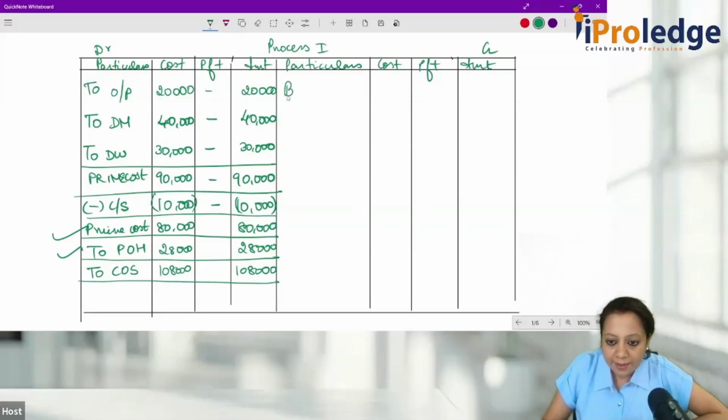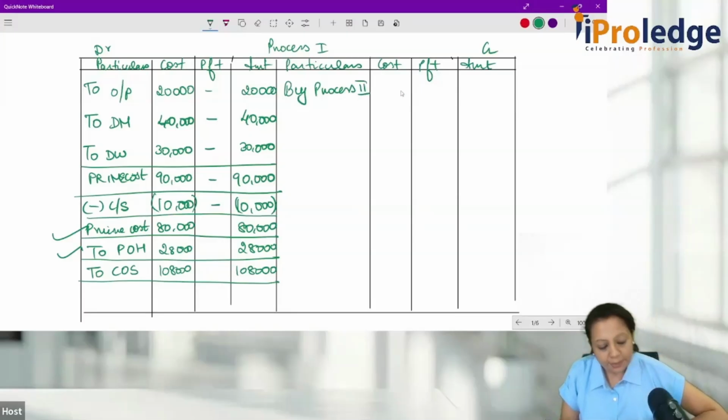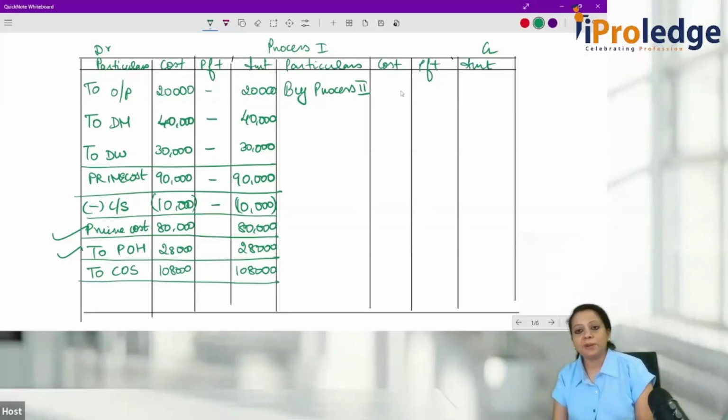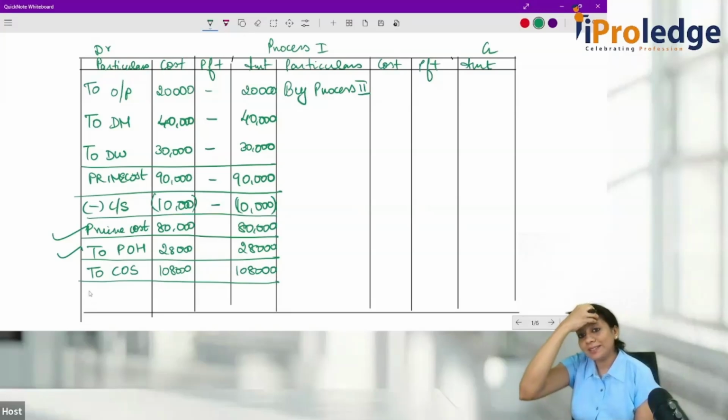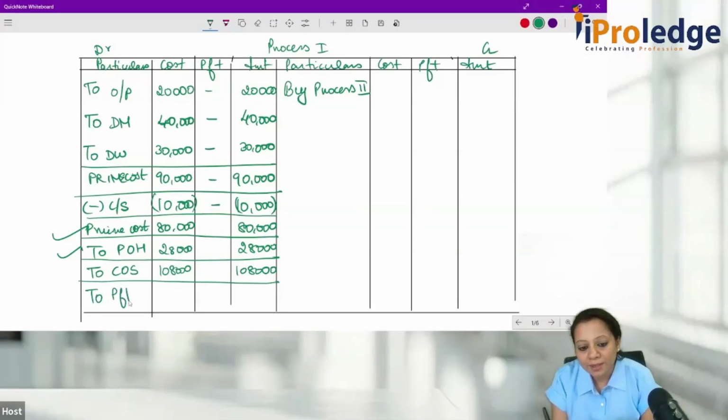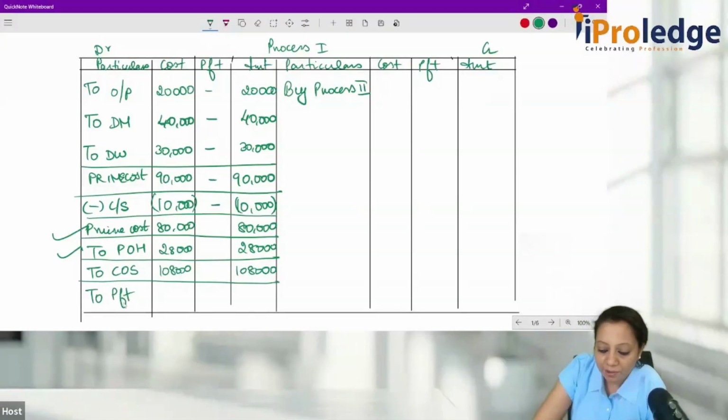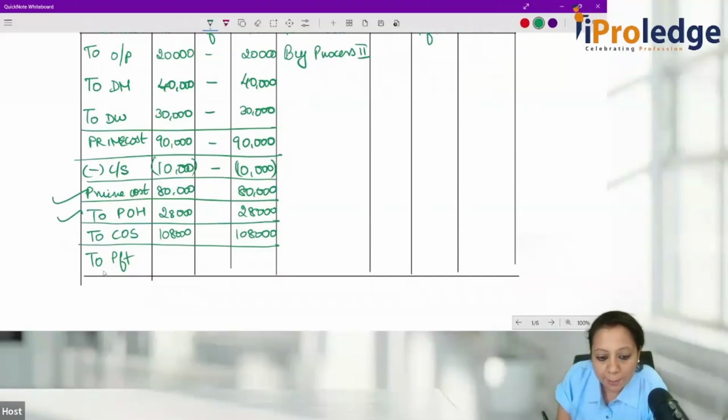Now, here we will write by process 2. Sometimes they will give what is gone to process 2. Here they have not given. How are we supposed to do? Yesterday in reconciliation, when I did the costing P&L also, we did the same way. Remember, everyone? So I have to do the profit. All of you, please understand. Working note number 1.